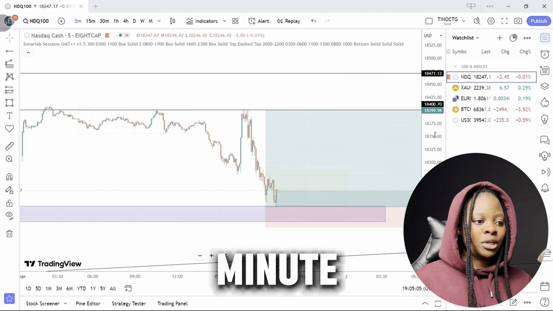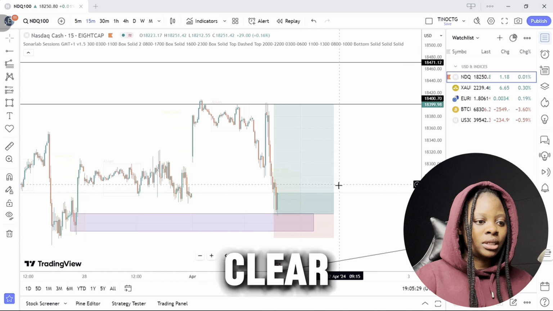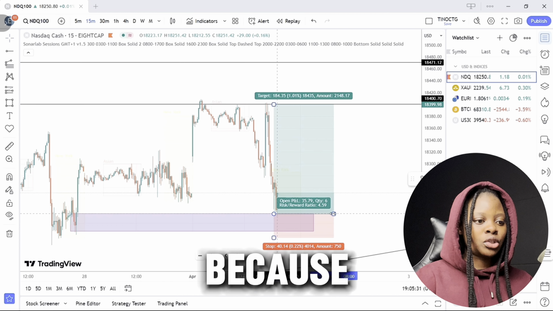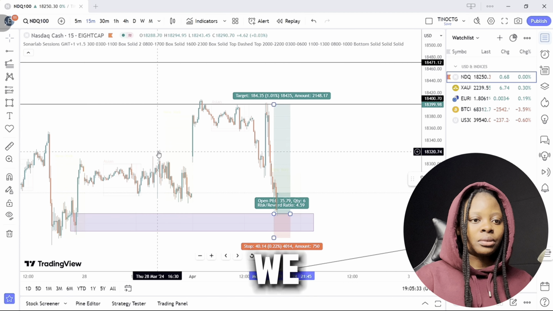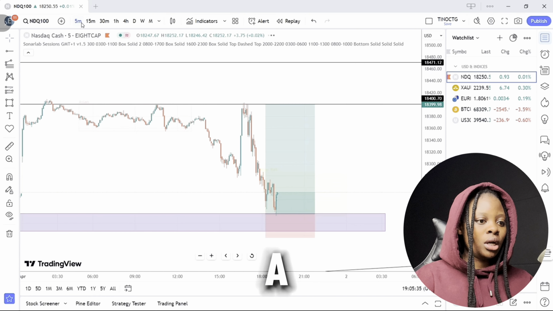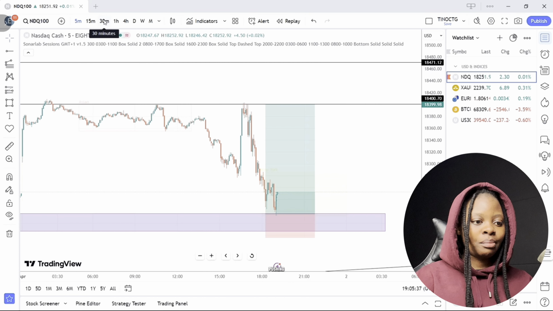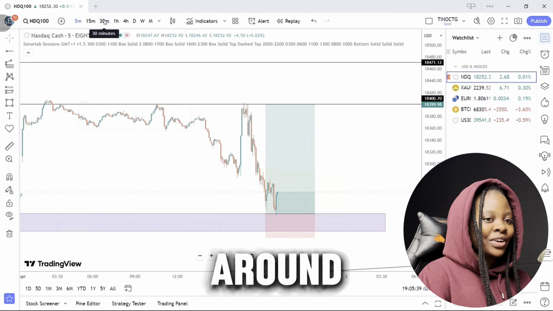So let me just make this a little clearer, right? It should be a little visible for you guys on 15 minutes. That's clear, but let's put it inside because we're not going to hold it for long, right? We want it to just be a short little trade. As you can see, it's already pushing up. I was really expecting it to play around, but it just shot up to the top without even playing around. Look at that. Absolutely lovely.